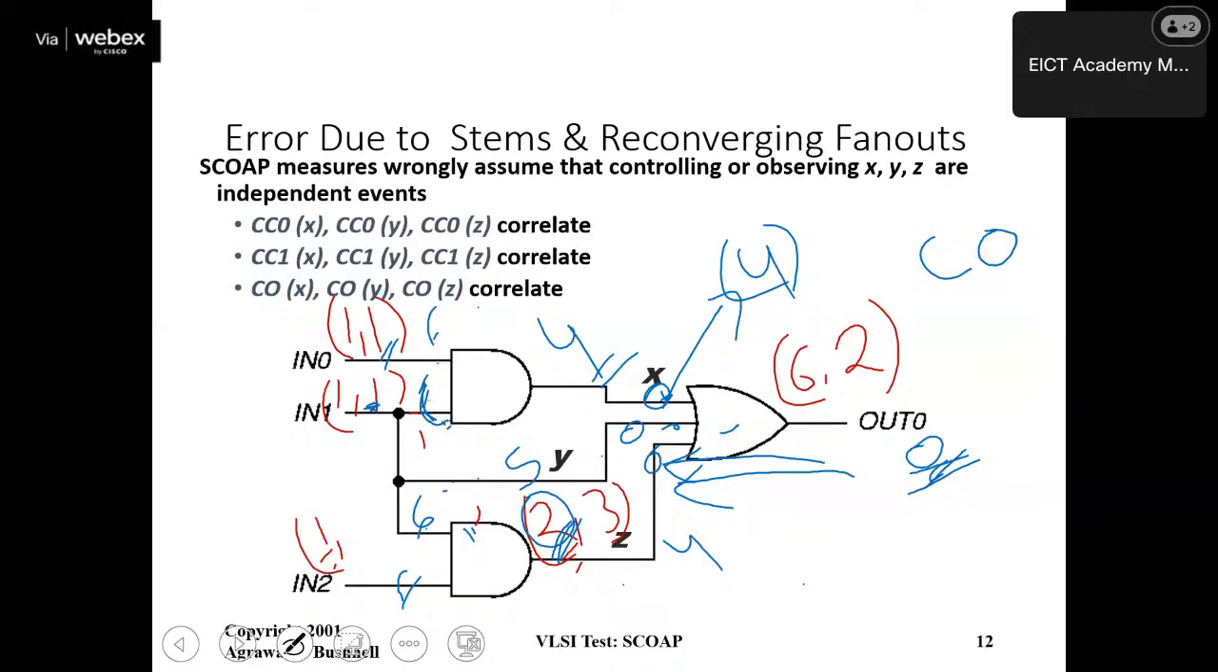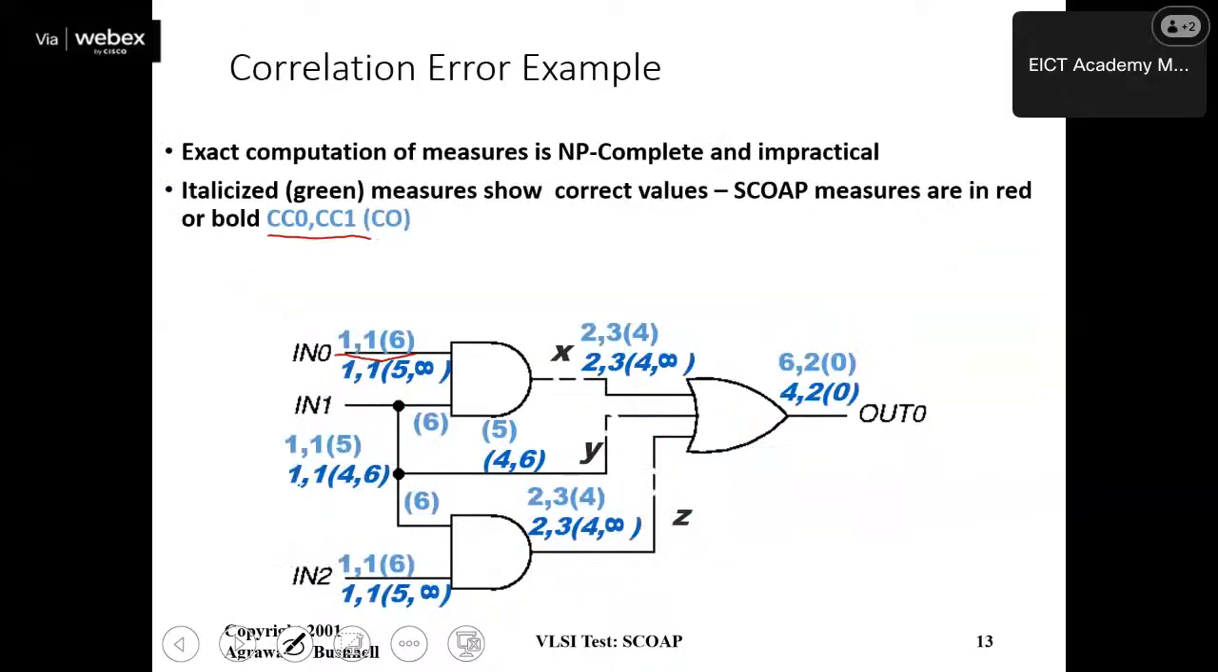I'm not able to write it correctly. This is also 6. Now this is the stem. So observability for the stem is the minimum of all. So the minimum of all, we will be getting 5. And this is what we will be getting, observability 5. So in this way, we can calculate it.